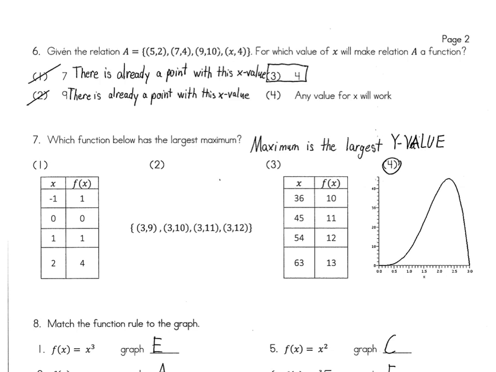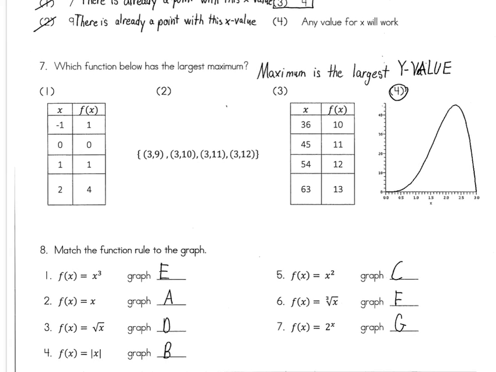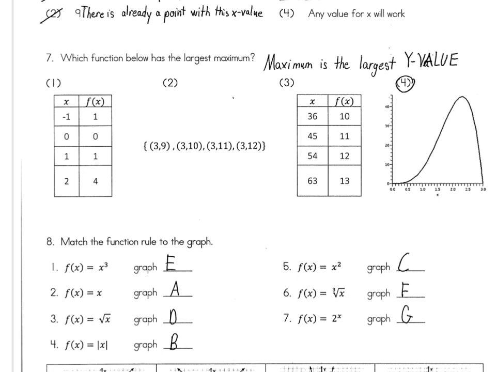All right, looking at question number 7, which of the functions below has the largest maximum? Remember, maximum is the largest or the highest y value. This y value, whoa, that's pretty high. It looks like 50. So that one looks like it's 50. And looking at the other y values in the table, none of these ones are even coming close to 50. Obviously, these ones are not even coming close to 50. And 9, 10, 11, and 12, none of those are getting as high as this y value here of 50.